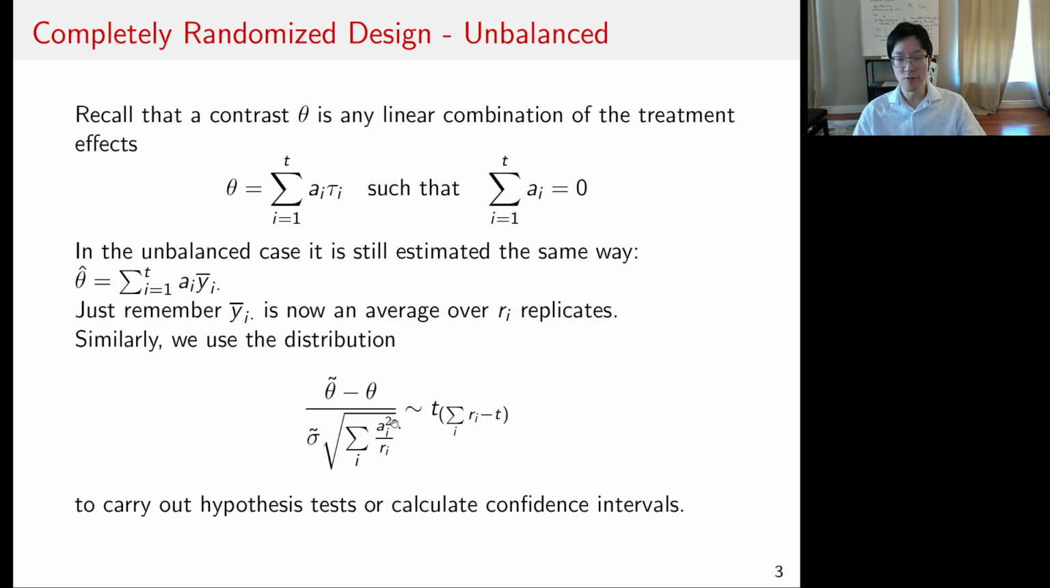From linear combination of normals, we know that we need the square of the contrast coefficients divided by the number of replicates for that particular treatment. Now they can potentially be different, so r sub i, sum them, and then square root. So this whole thing on the bottom is the standard error of the contrast. From this t distribution, you can then get your hypothesis test. This would be your t obs after you plug in the values. And if you need a confidence interval, then you simply do your theta hat plus or minus the critical value times the standard error, which is this whole thing in the denominator.